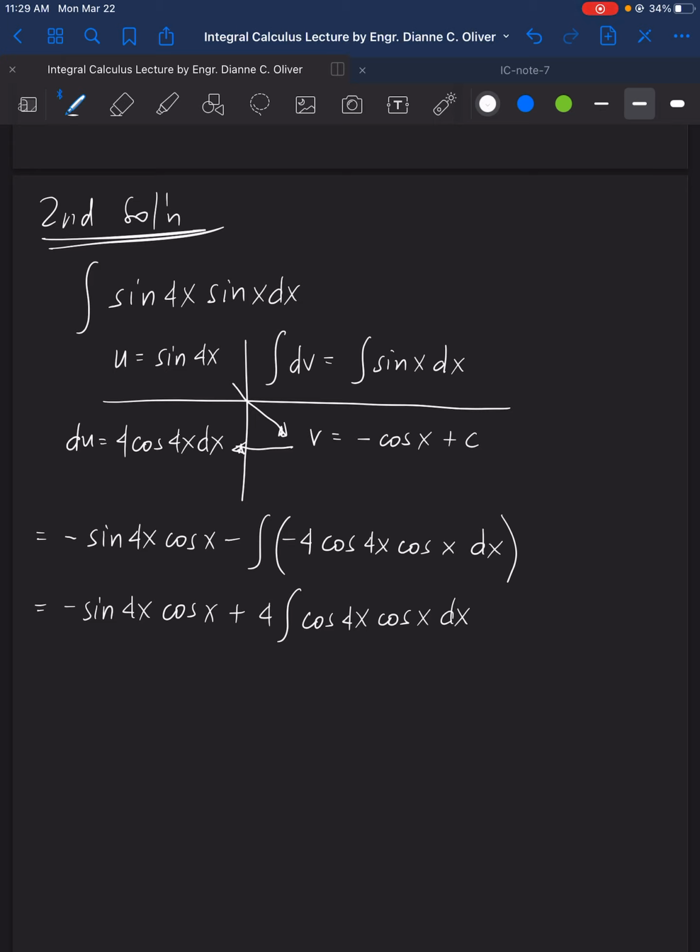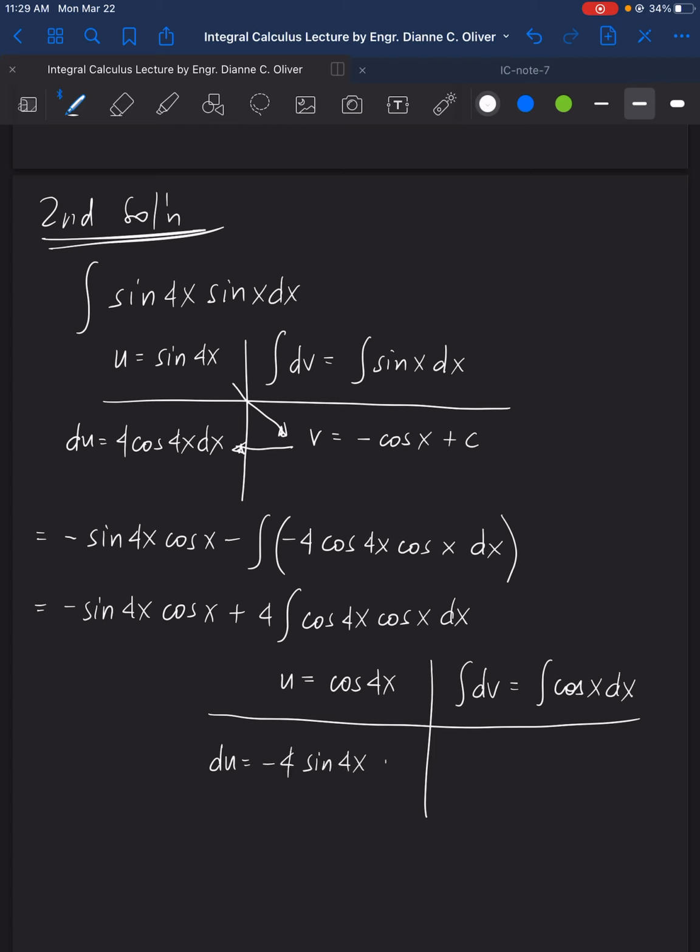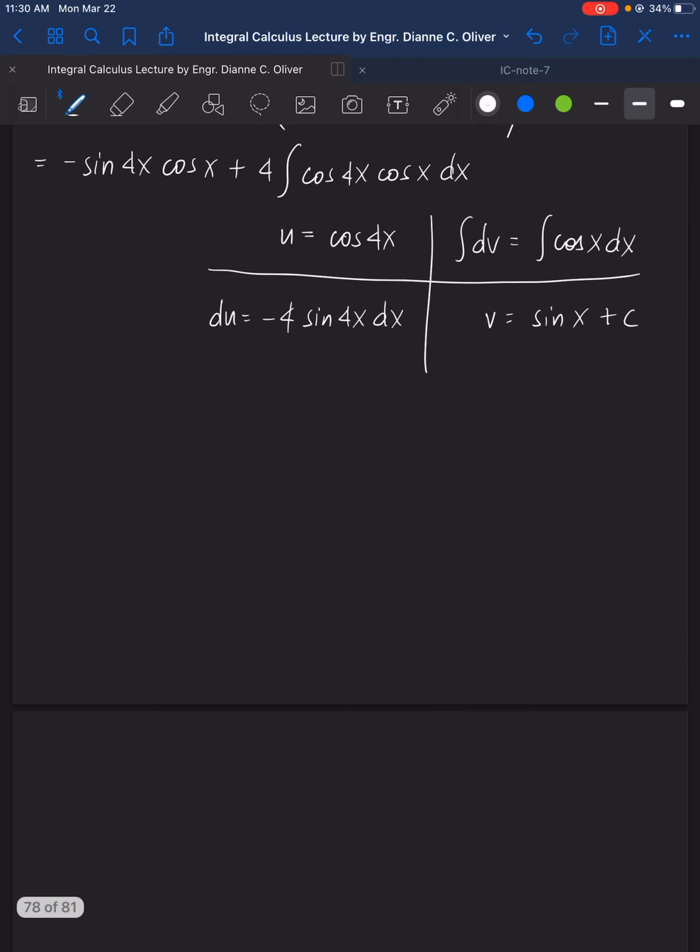Then the second integration, we will let u is equal to cosine 4x. So we're using 4x first. So integral of dv is equal to the one left, which is integral of cosine x dx. du here is equal to negative 4 sine 4x dx. v here is positive sine x plus c. Then, going to the pattern again, do not forget this portion, including the constant 4. So we have negative sine 4x cosine x plus 4.